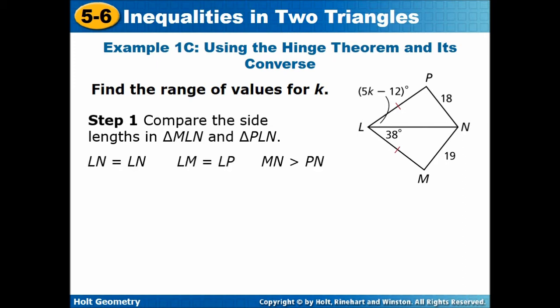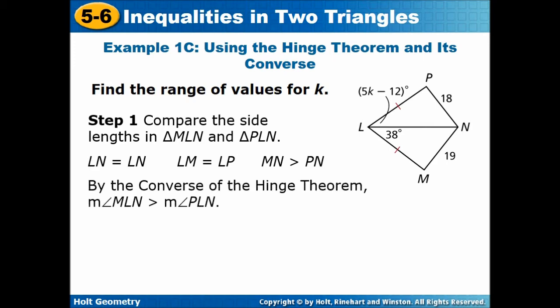Well, we know that LN equals itself, LN, and LM, because it says so, notice the tick marks, it equals LP. So they equal each other, they're also congruent. We can use that interchangeably in this case. But MN is greater than PN. Okay? So by the converse of the hinge theorem, the measure of angle MLN must be greater than the measure of PLN because MN is greater than PN.